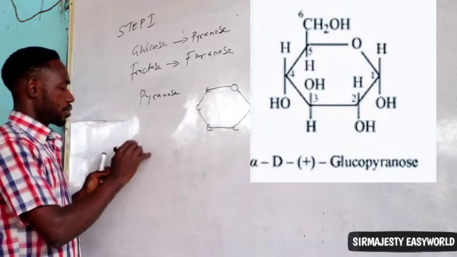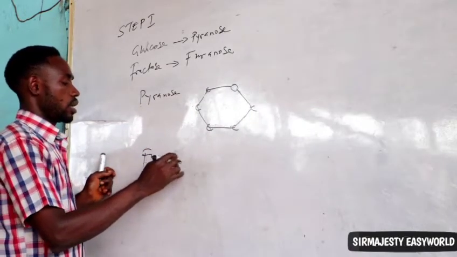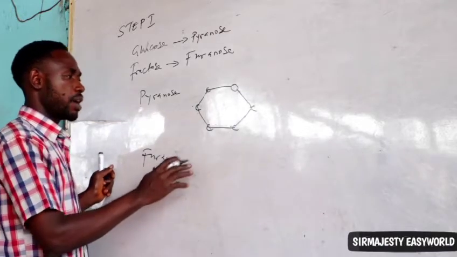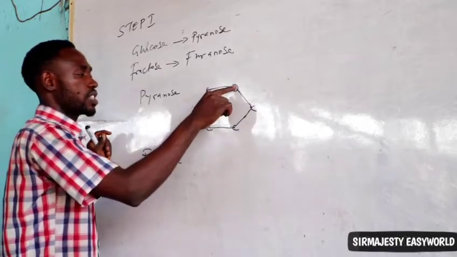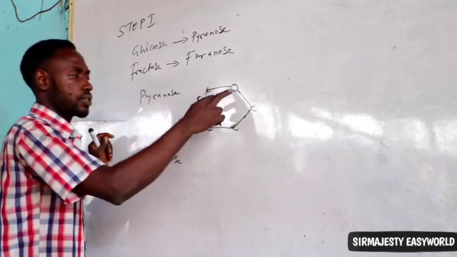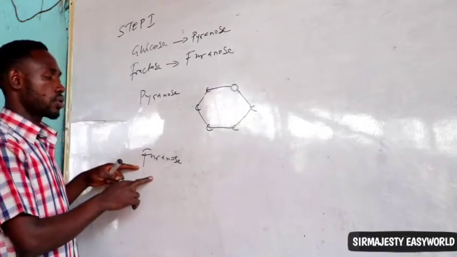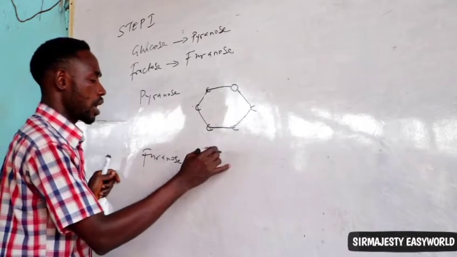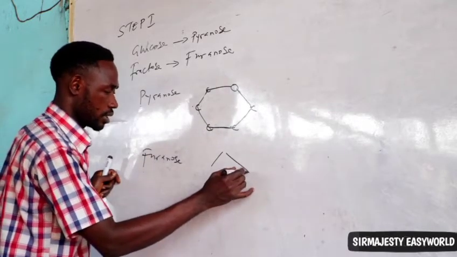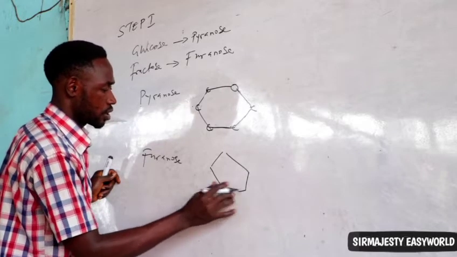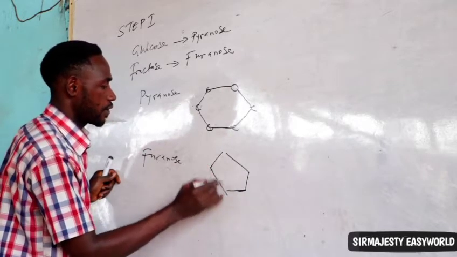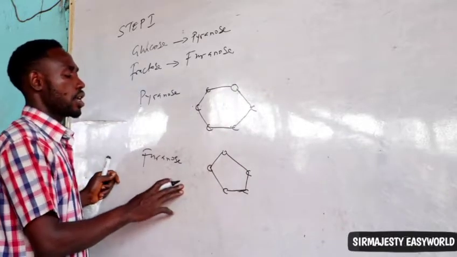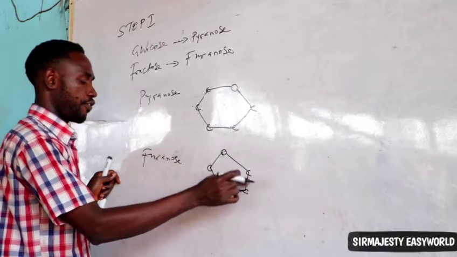Then fructose is a cyclic organic compound that has 5 members. They are heterocyclic. When we say hetero, they are not of the same element. You have oxygen, you have carbon. The same thing, fructose is also a heterocyclic compound, but it's 5-membered, but this one is 6-membered. So what we have here is a structure like this, such that when you now divide, you find out that we have oxygen, carbon, carbon, carbon, and carbon. So this is fructose, which has 1 oxygen and 4 carbons.